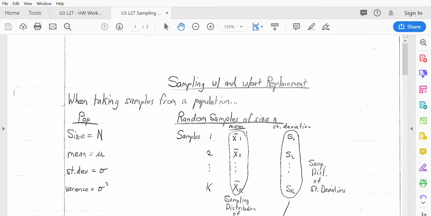Welcome, everybody. Welcome to Unit 3. And Unit 3 is all about sampling. What is sampling? Well, sampling is when you take a population and you take a number of samples from that population.